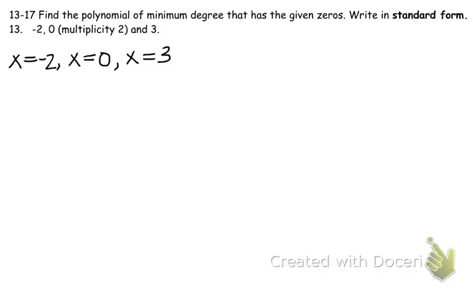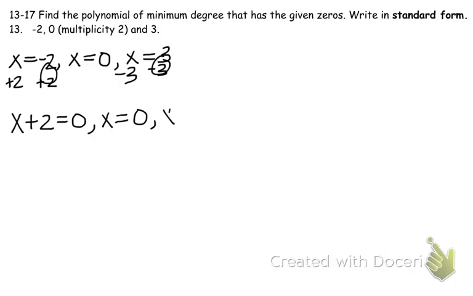So I'll start with the x equals -2. If I work backwards and add 2 to both sides, I have x plus 2 equals 0. That means x plus 2 is my factor. My second zero, x is equal to 0. That we don't have to do anything to just yet. And my third zero, x is equal to 3. We'll subtract 3 from both sides to get x minus 3 is equal to 0.